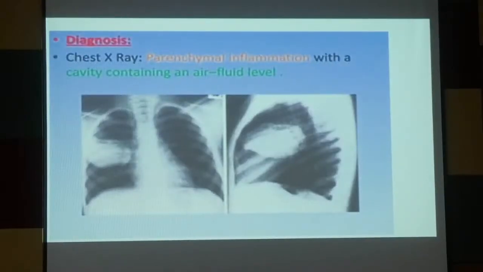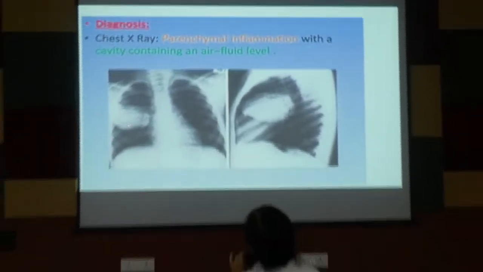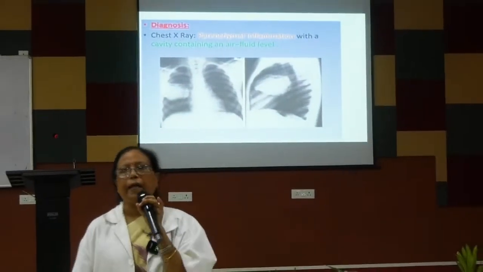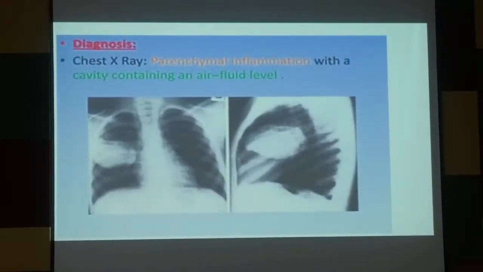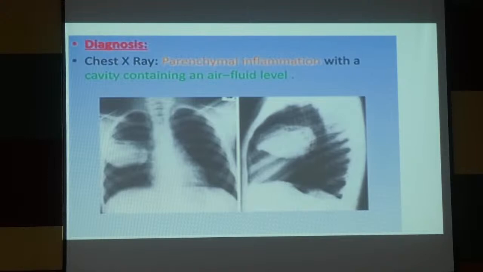Now the X-ray. See, this is the abscess. Here is the horizontal line. This is the fluid, and this is the air. So this is a cavity filled with fluid and air. This is the abscess cavity, with fluid down at the horizontal line and gas above. This is the fluid and gas level. So when you read the image, you can easily identify the horizontal line.